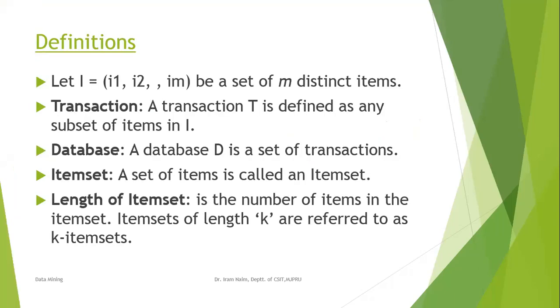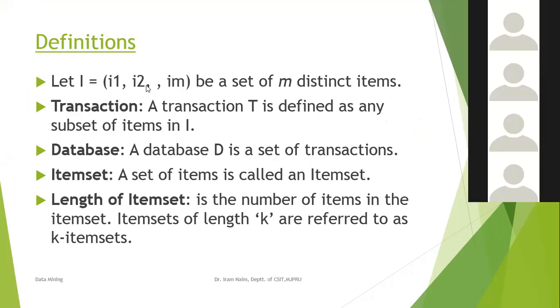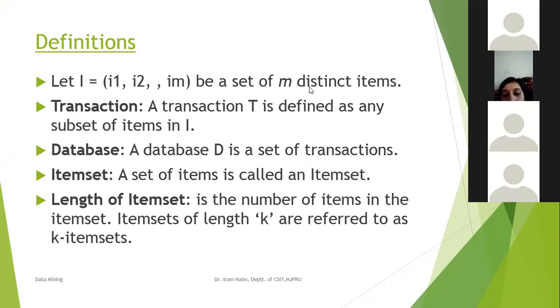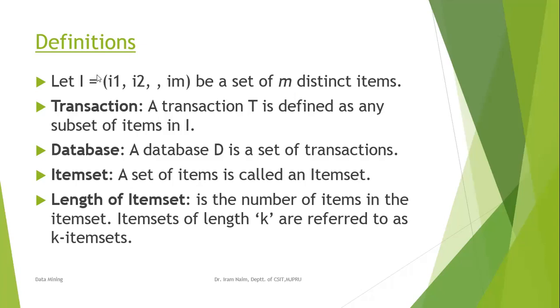So let's first see a transaction. A transaction T is defined as any subset of items in I. And what is I? I is a collection of different items. If you look at the first line, capital I is a collection of I1, I2, up to Im. So these are the different items which are present, M types of different items.